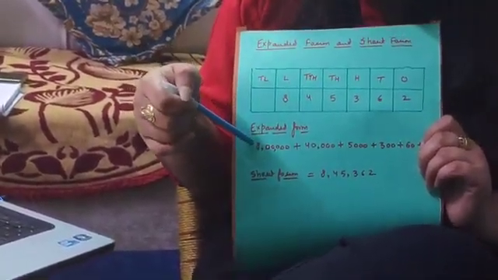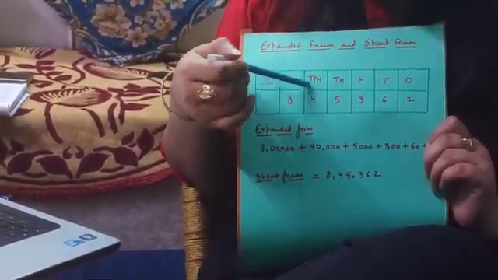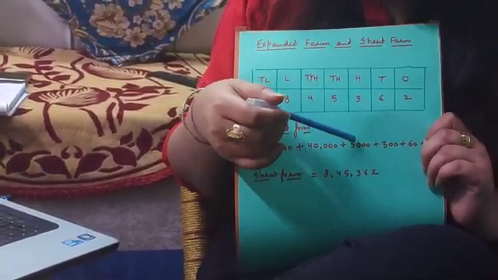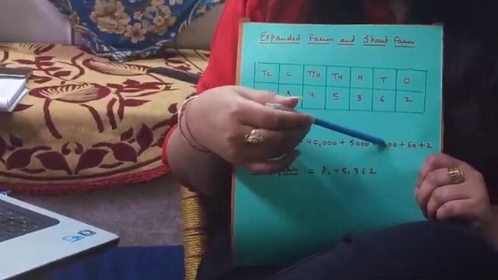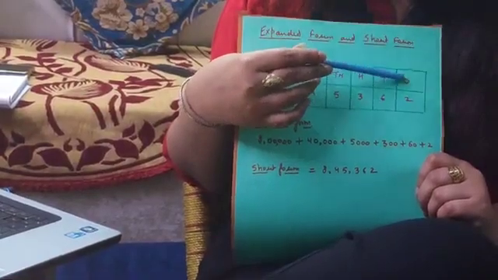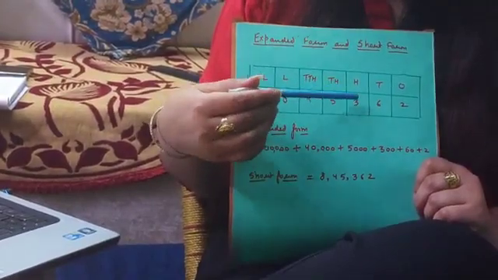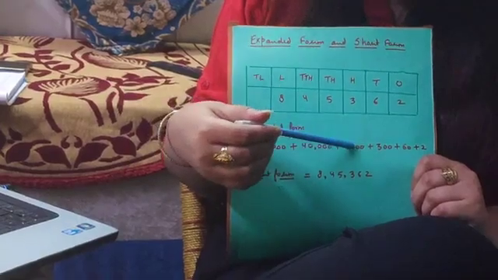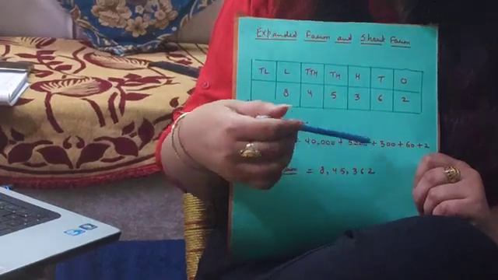For example, here since 8 is on lakhs place, I have written here 8 lakh, plus 4 is on 10,000 place, so we have written 40,000. 5 is on thousands place, I have written 5,000 here. Again 3 is on 100 place, I have written 300 here. Next 6 is on tens place, I have written here 60, and 2 is on ones place, so I have written 2. So the expanded form of 8,45,362 will be 8 lakh plus 40,000 plus 5,000 plus 300 plus 60 plus 2. So this form is known as expanded form.